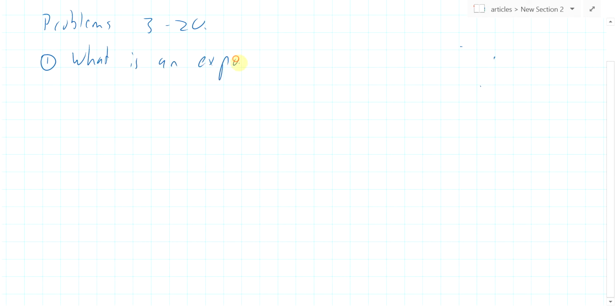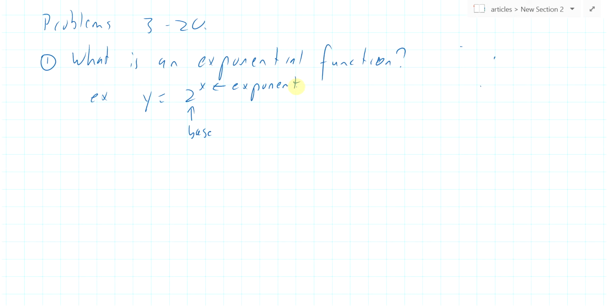They're different from polynomials in that the variable is in the exponent and not in the base. So here's an example: y equals 2 raised to the x power. The 2 is the base, the x is the exponent. Note that this is different from a polynomial where you have y equals x squared, where the variable x is the base, and the squared is the exponent. So y equals 2 to the x. What does the graph of this look like?